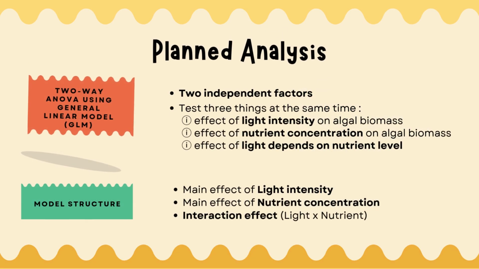For the plan analysis, we use a two-way ANOVA because our study involves two independent factors, which are light intensity and nutrient concentration. Two-way ANOVA allows us to test three things at the same time. First, the main effect of light intensity on algal biomass. Second, the main effect of nutrient concentration on algal biomass. And third, the interaction effect between light intensity and nutrient concentration. This interaction helps us to determine whether the effect of light intensity on biomass depends on the level of nutrient present.